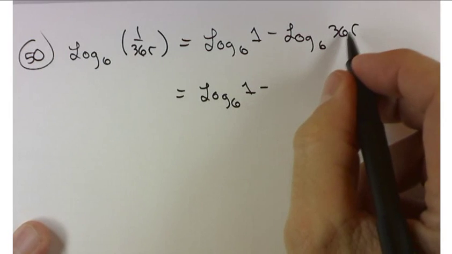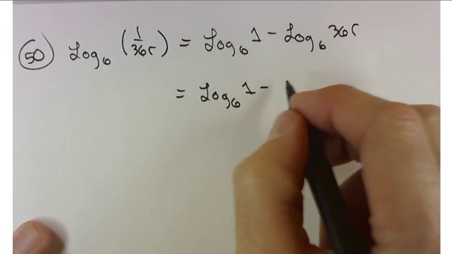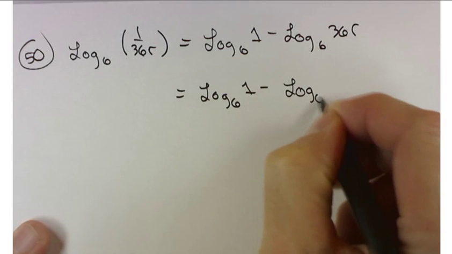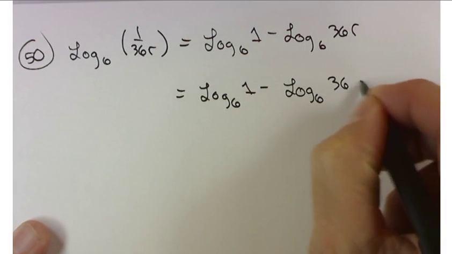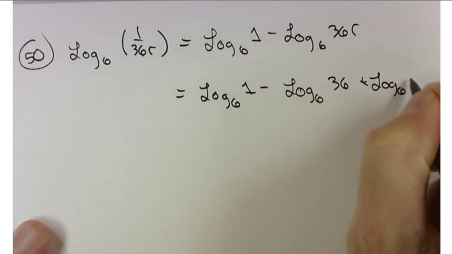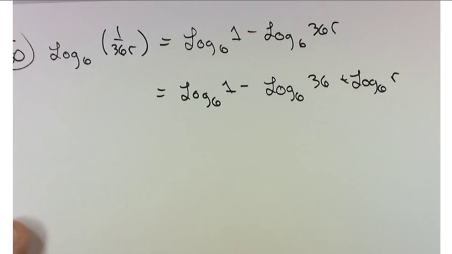Well, this is a product, right? I have something times something else. So I can do log base 6 of 36 plus log base 6 of r. Now if I wrote it like that though, I'd actually be making a mistake. And I'm really sensitive to that because I was caught in a mistake earlier. So I don't want to make another mistake.